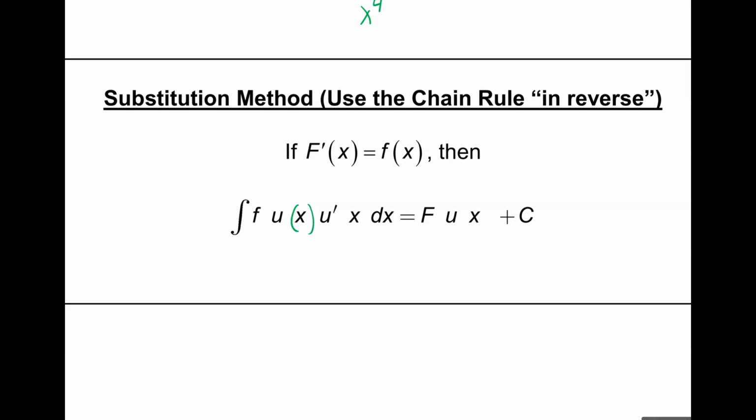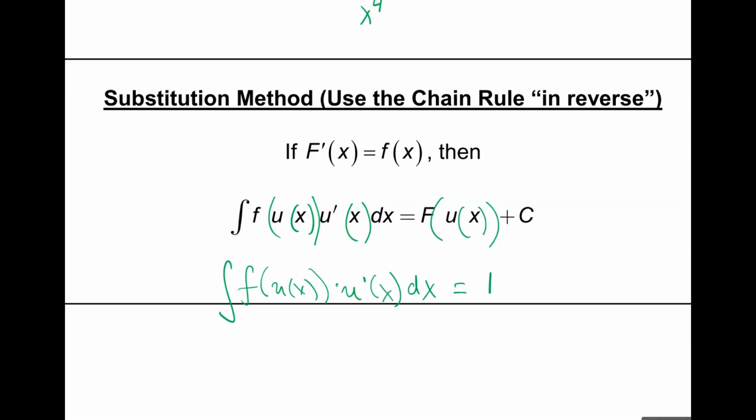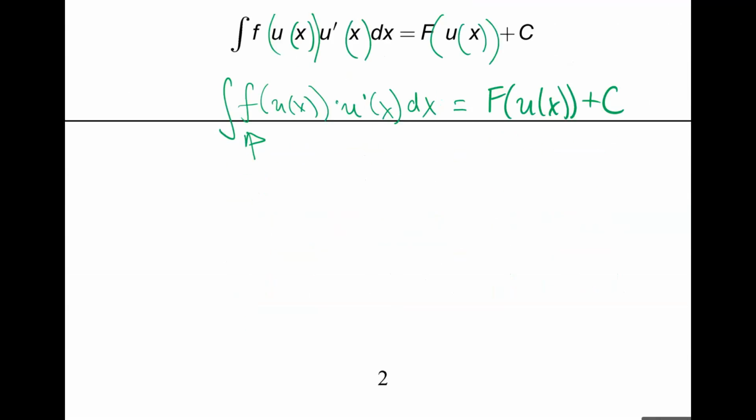Let me fix the parentheses. Something like this. Okay. Why does it do this? Okay, perfect. So what I want you to notice is whenever you have a composition of function, f of u of x, if we multiply by the derivative of u of x dx, and we're taking the integral, this is just going to be equal to the composition, capital F of u of x plus c. Capital F, not lowercase f, because you have to take the antiderivative of lowercase f.